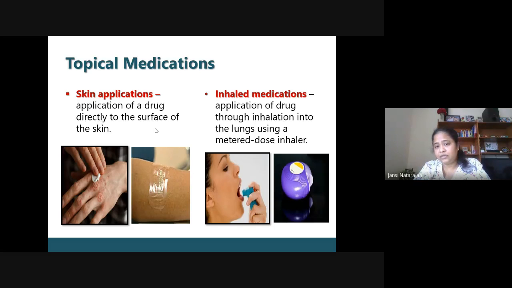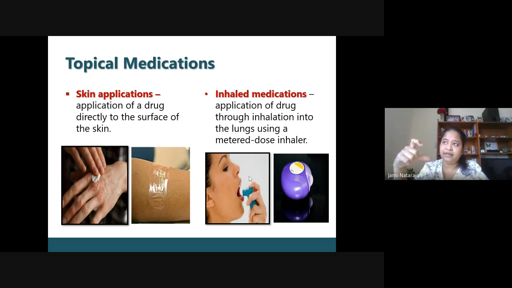Then the other route, as I said, is inhaled medications. I'm sure most of you would have seen many people taking something in their mouth. It makes a noise, and one spray of medication goes into their mouth. They are called metered dose inhalers, as you read here, MDI. Why is it called a metered dose inhaler? We will show the real thing. But when you press one time, the amount of medication which goes inside is measured. That's why we call it a metered dose inhaler.